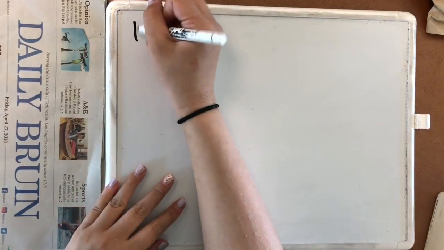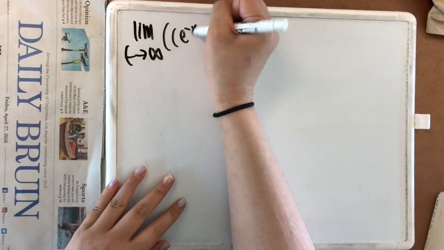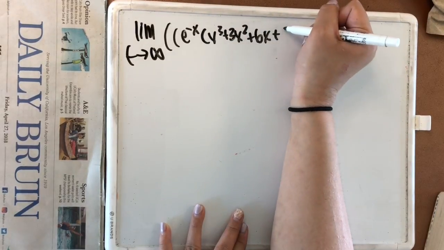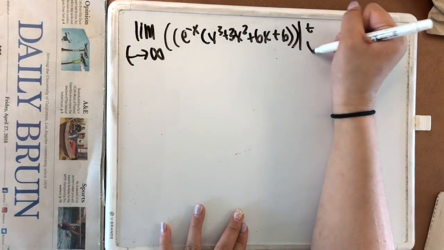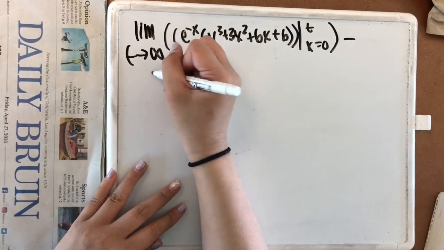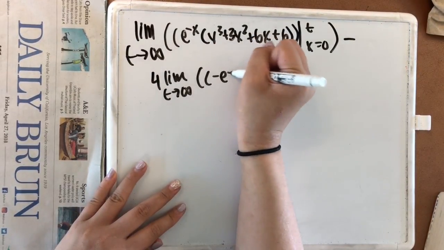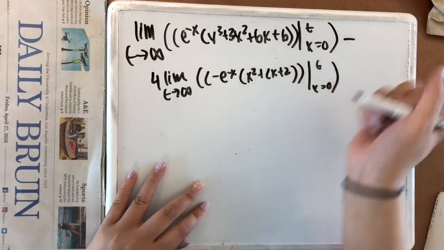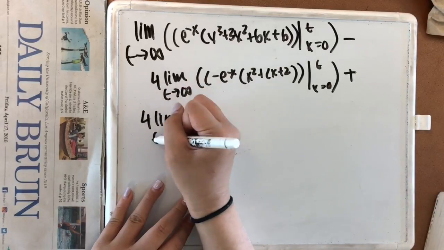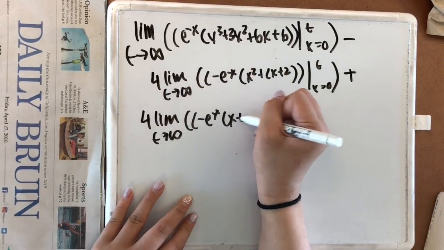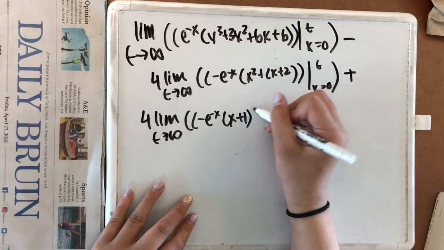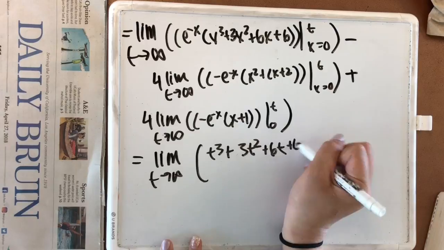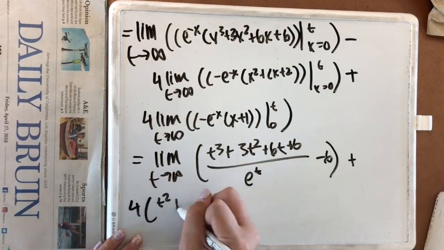So now the final equation that you're left with is the limit as t goes to infinity of negative e to the negative x times parentheses x cubed plus 3x squared plus 6x plus 6, evaluated at x equals 0 and t, minus 4 times the limit as t goes to infinity of negative e to the negative x times parentheses x squared plus 2x plus 2, evaluated from x equals 0 to t, plus 4 times the limit as t goes to infinity of negative e to the negative x times x plus 1, evaluated at 0 and t.